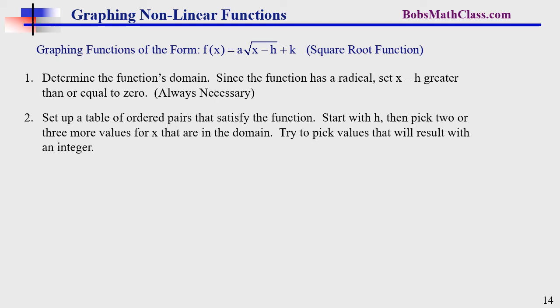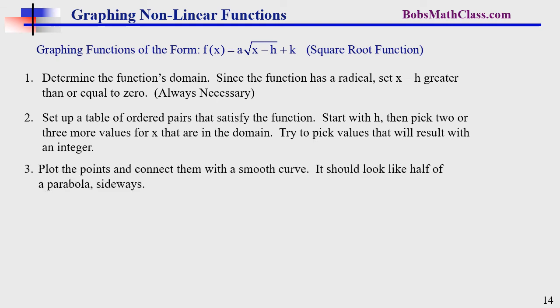So 2 numbers, at least, that satisfy step 1, which is what I mean is that they're in the domain. And try to be clever about it. Pick numbers that will give us an integer. You don't have to, but it avoids having to plot 1.4 or 1.7 or 2.3. That's all I'm saying. All right, and then plot your points and try to make a smooth curve. It should look like half of a parabola sideways.